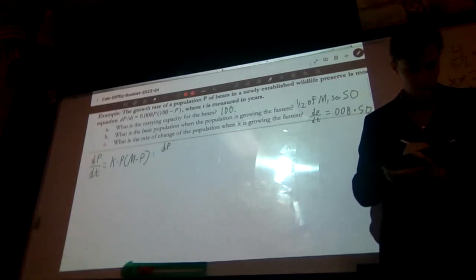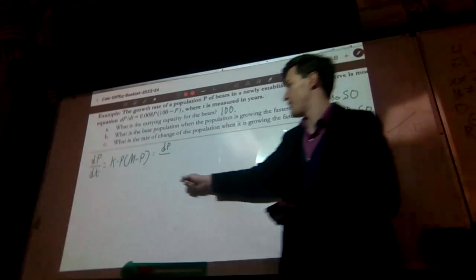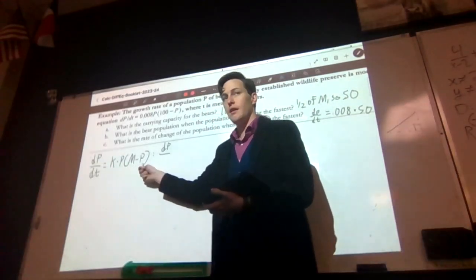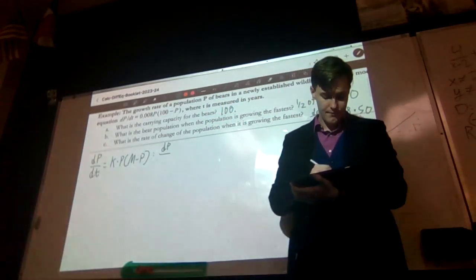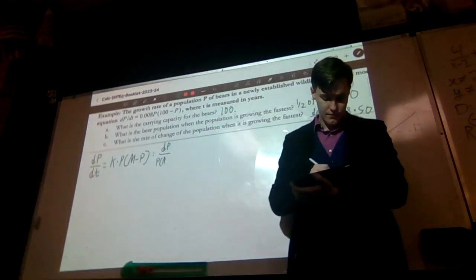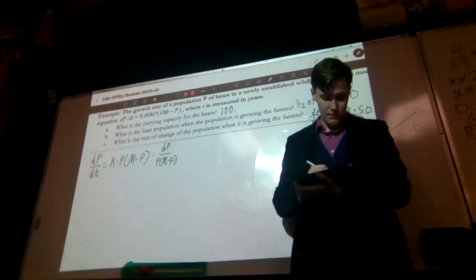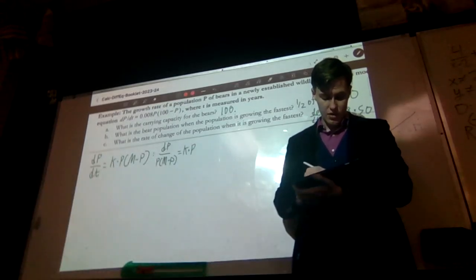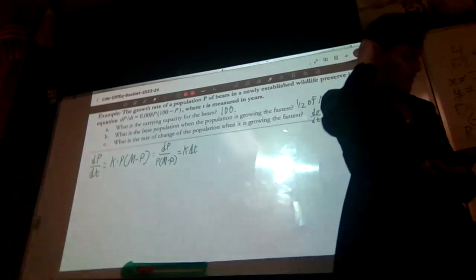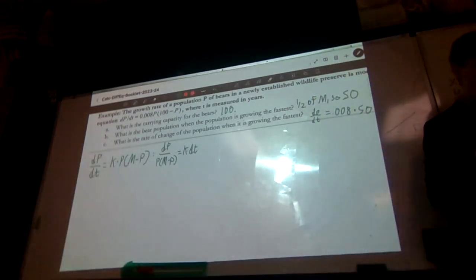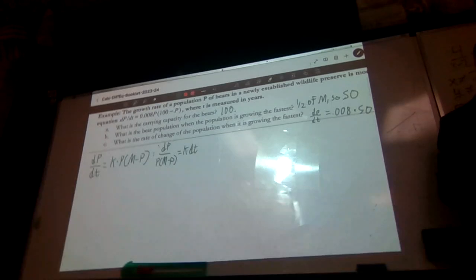So I'm going to write this out as dP over, and what am I going to divide by? I'm going to divide by P and M minus P, which is going to equal k times dt. Then, what am I going to do? I need to go ahead and integrate both sides. The right side is easy. The right side, we're just going to go ahead and equal.